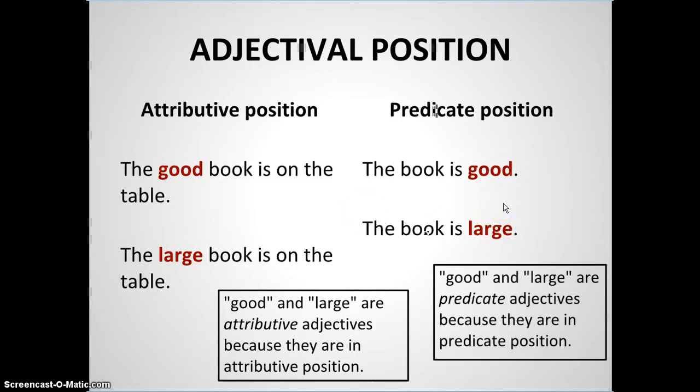are predicate adjectives. Now if you'll remember from the noun video, there was such a thing as a predicate nominative. And the only difference between a predicate nominative and a predicate adjective is that a predicate adjective is an adjective and a predicate nominative is a noun. That's the only difference. They're in exactly the same position.